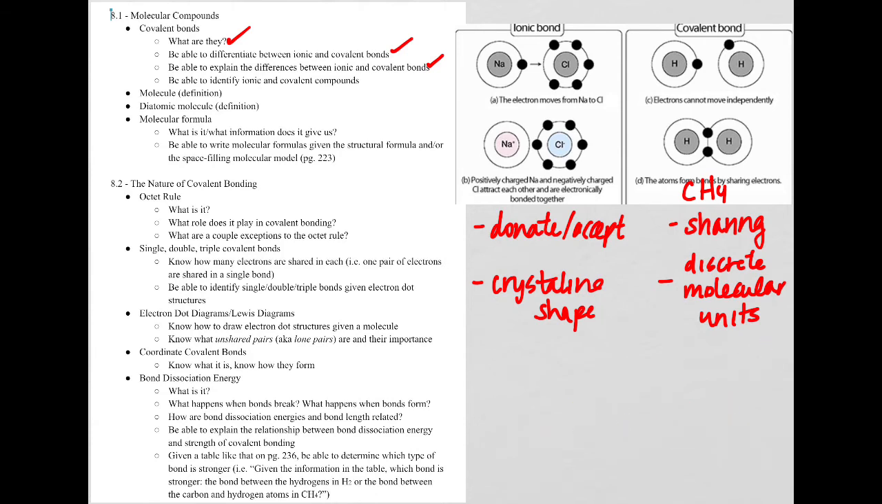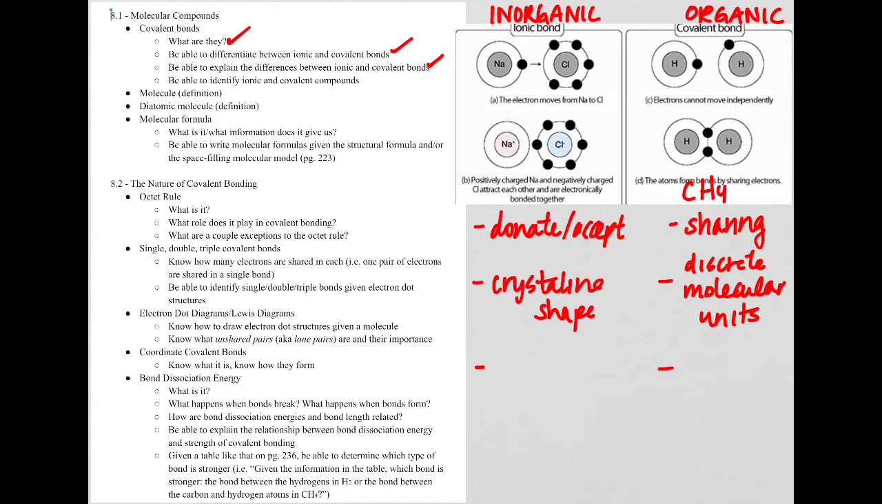Another big difference is the physical properties of these two different compounds. Ionic compounds are also called inorganic compounds. That's spelled wrong. Organic. And anything that is covalent is called an organic compound. So inorganic and organic. Inorganic or ionic compounds have really high melting and boiling points.